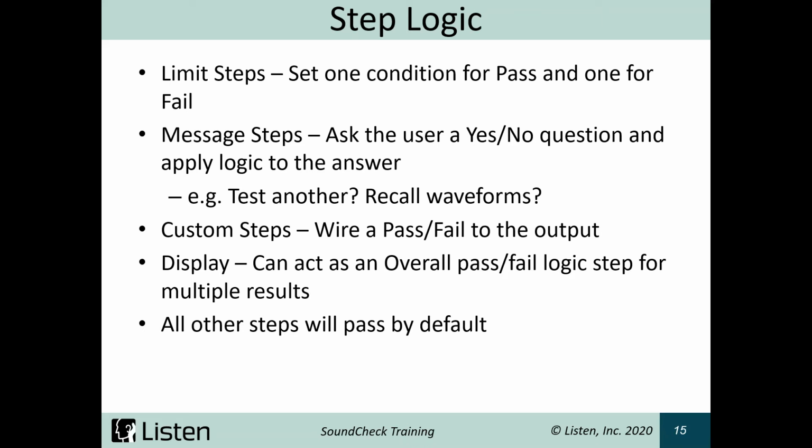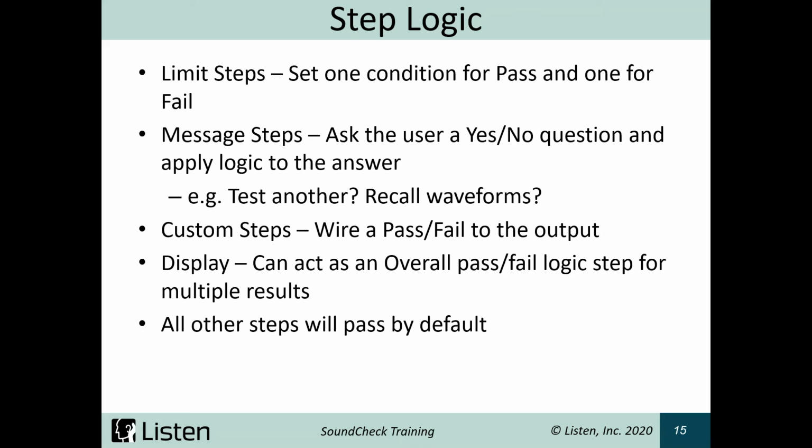One interesting use case of these is display steps. Displays can act as an overall pass or fail logic step for multiple results. How does this work? If I display 10 different results on a single display step, what that means is if they all pass, my display step will pass. But if a single one of them fails, my display step will fail. So it is basically if anything fails on a display step that you display a result on, the display step will fail.